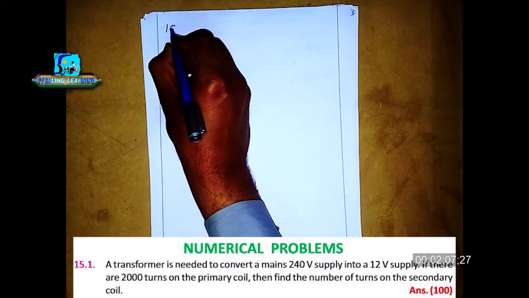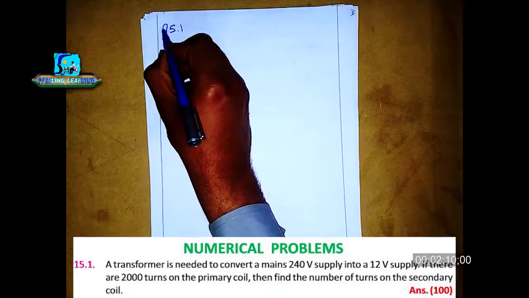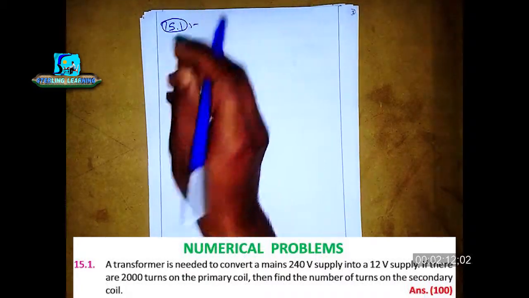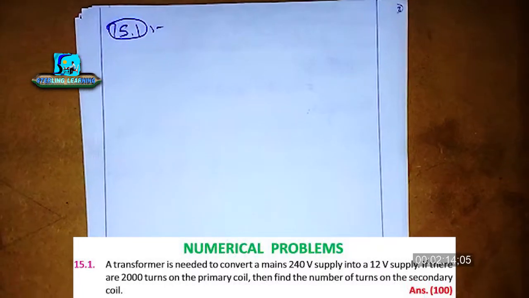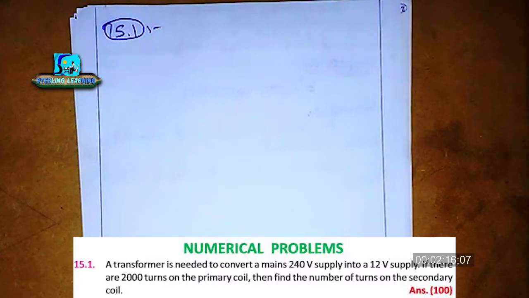So let's start with the numericals. 15.1. A transformer is needed to convert a mains 240 volt into 12 volt supply. If there are 2000 turns on primary coil, then find the number of turns on the secondary coil.